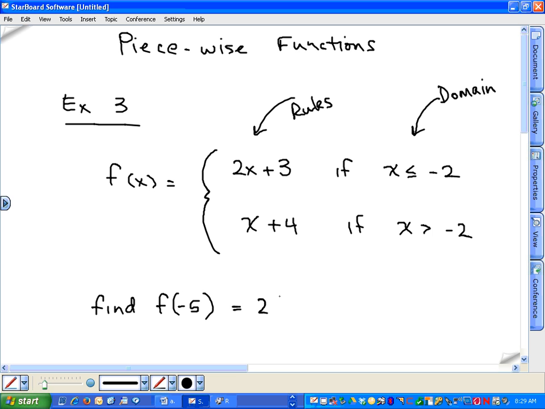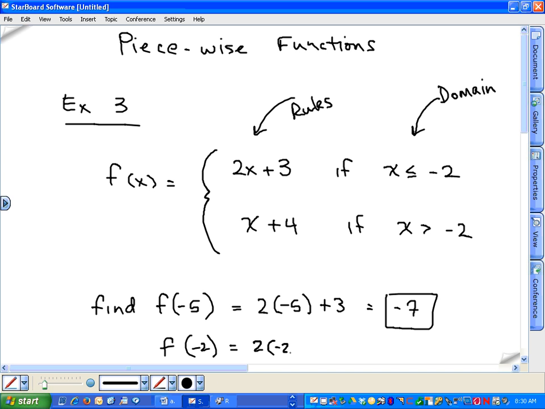So it's going to be 2 times -5 plus 3. -10 plus 3 is -7. That's how you evaluate piecewise functions. You need to always check your input and figure out which domain definition it falls into, and that determines which rule you plug it into. Okay? What if I ask you to find f of -2? Still plug it in the top one, because x is less than or equal to -2. It still fits into the top one.